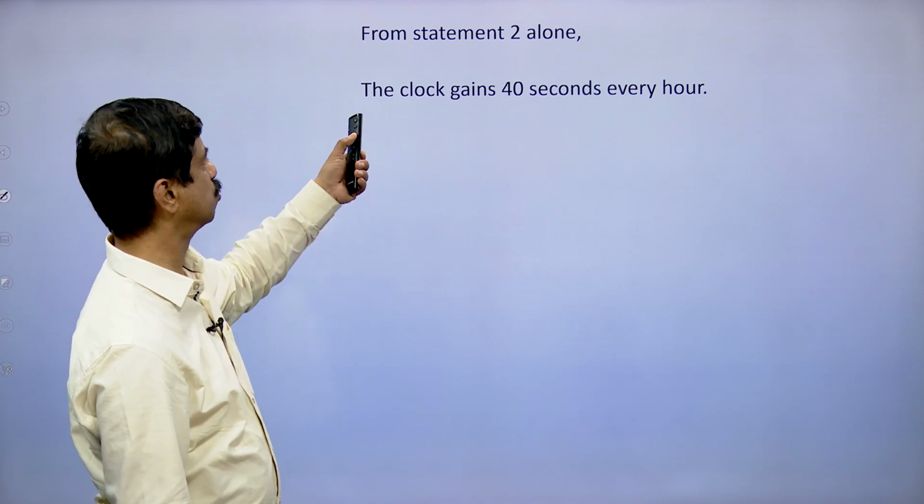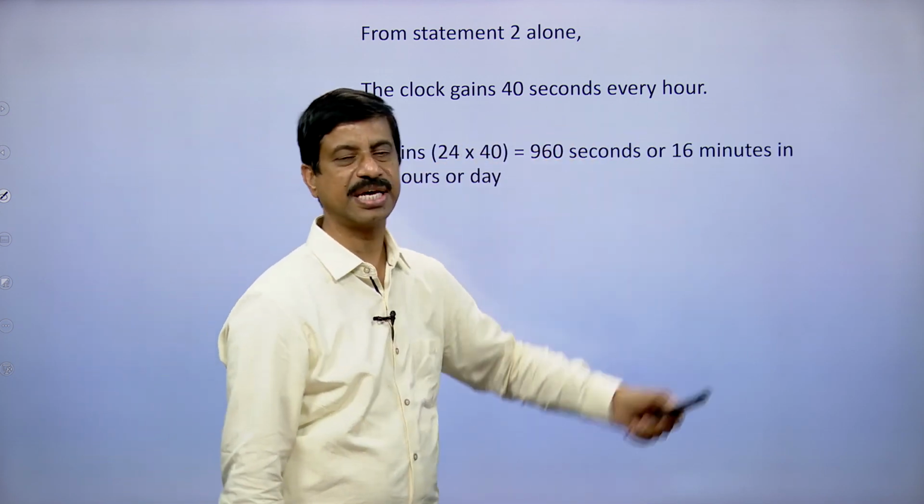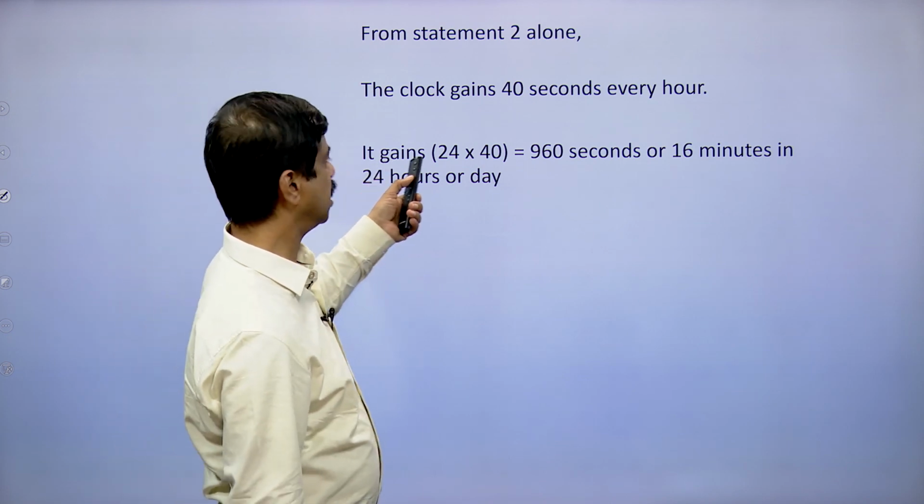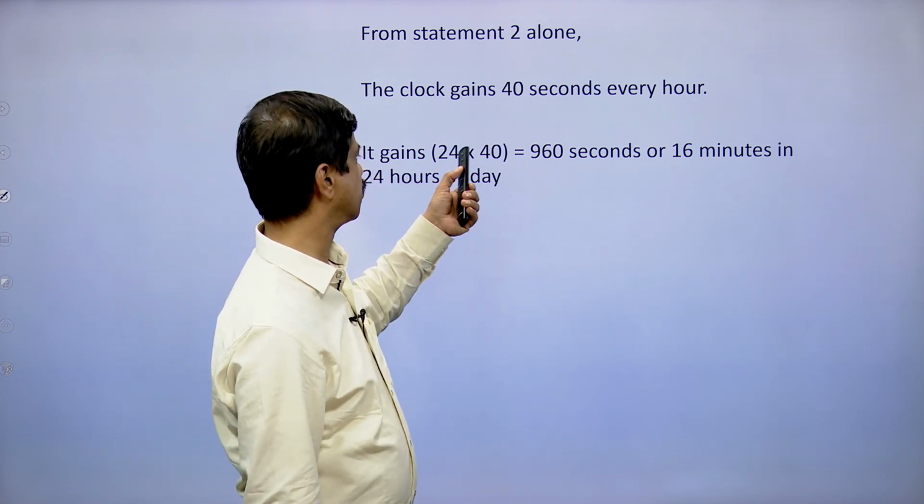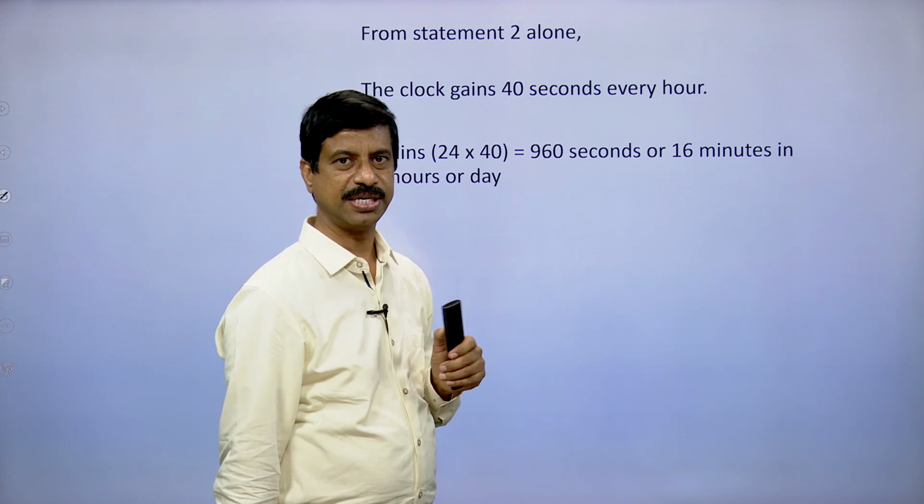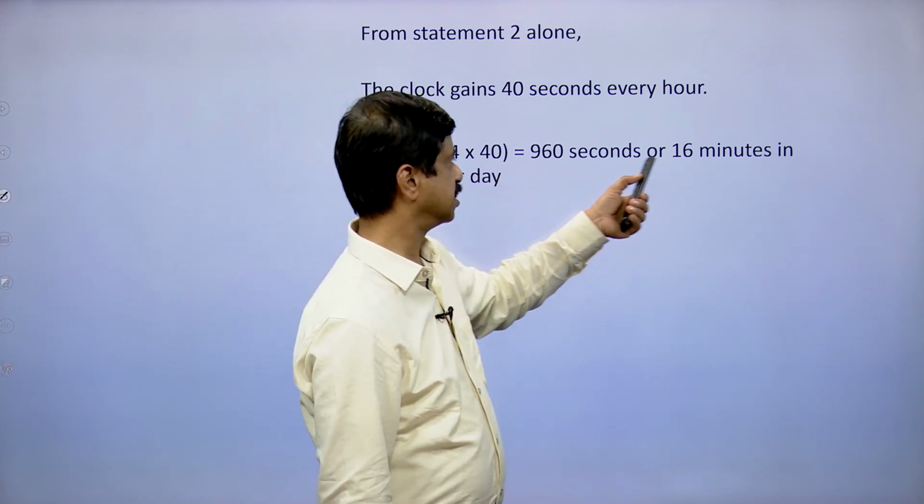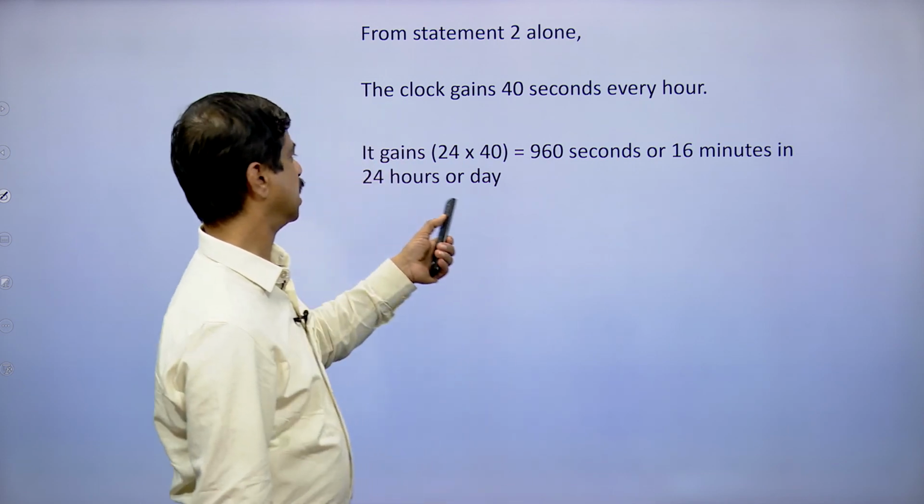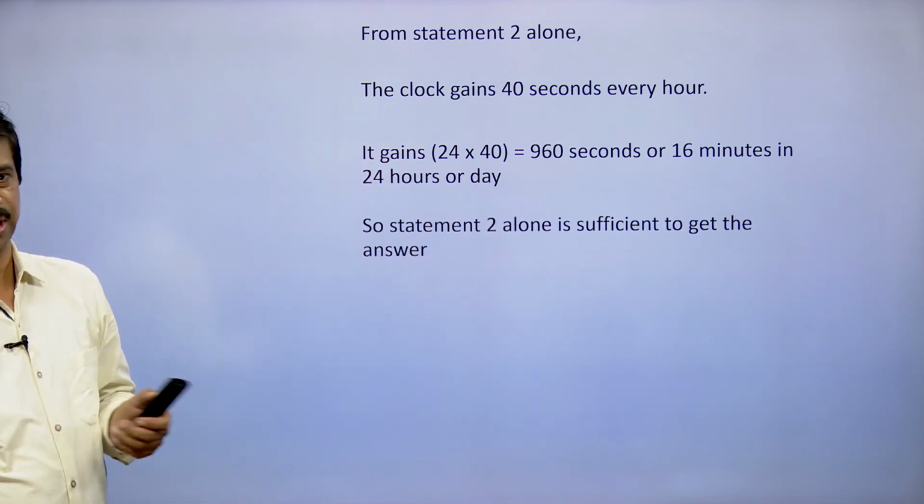Now from statement 2, the clock gains 40 seconds every hour. So that means in 24 hours it should gain 24 into 40, that is 960 seconds, which is 960 by 60, so you will get 16 minutes in 24 hours of the day.